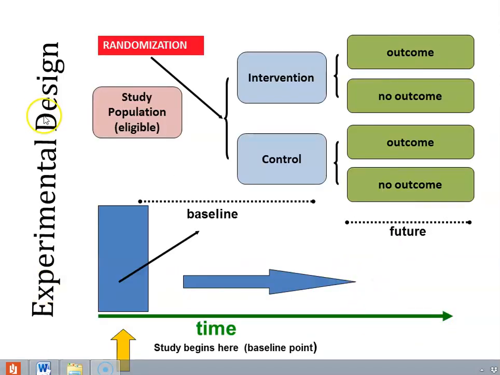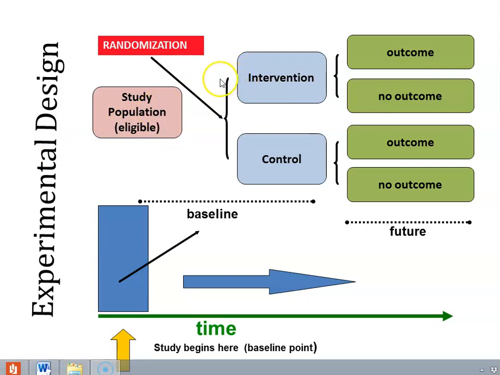Next is the experimental study design. This is the last one to discuss. It's similar to cohort study. Here we start with a population, just like a cohort study, and we proceed to some exposure, and then we proceed to measurement of outcomes. But the difference is that in cohort study, the exposure was naturally available to the population, whereas in experimental design, we expose the population ourselves.